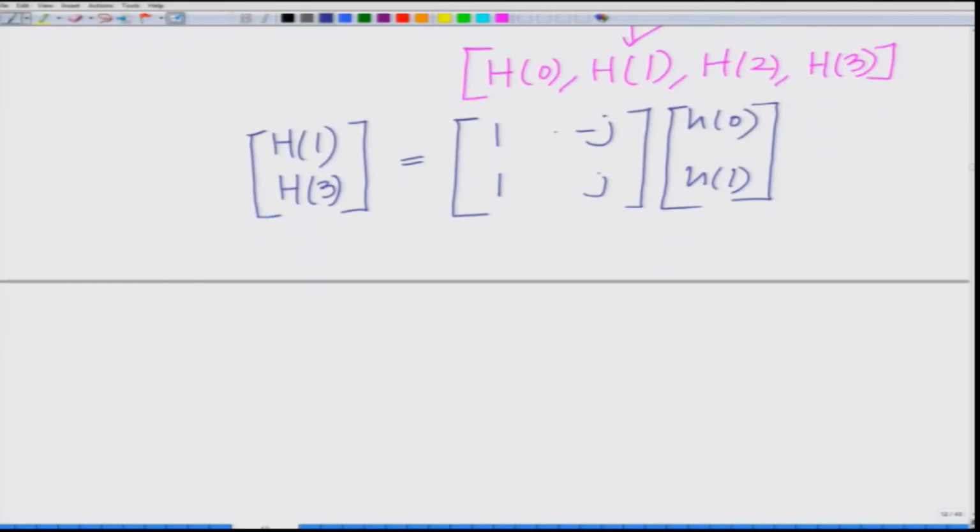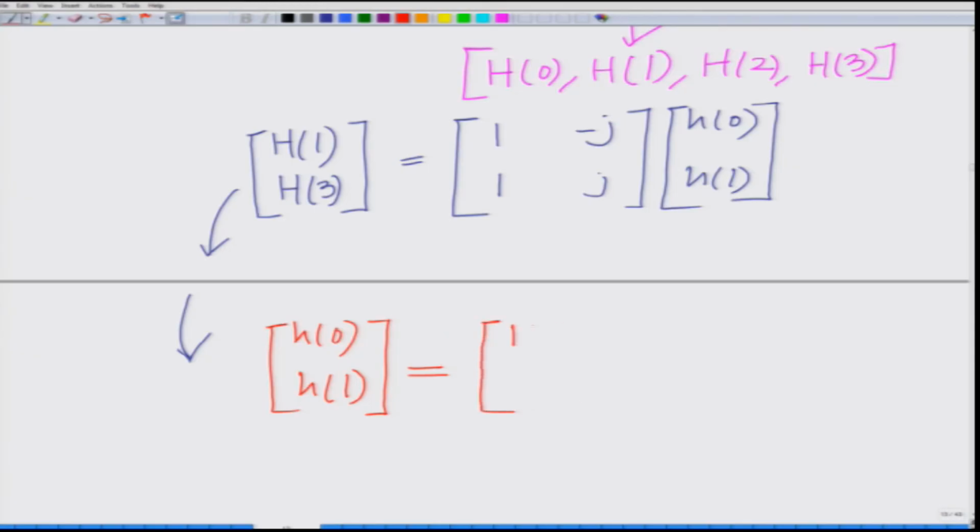And now, if you look at this, it is easy to see that the channel taps in the time domain, that is h hat 0, h hat 1, is the inverse of this transformation matrix, 1 minus j, 1 j, times H hat 1, H hat 3. The only difference is that we have the estimates of the channel coefficients H hat 1, H hat 3, therefore if you have estimates on the right, you will have estimates on the left.